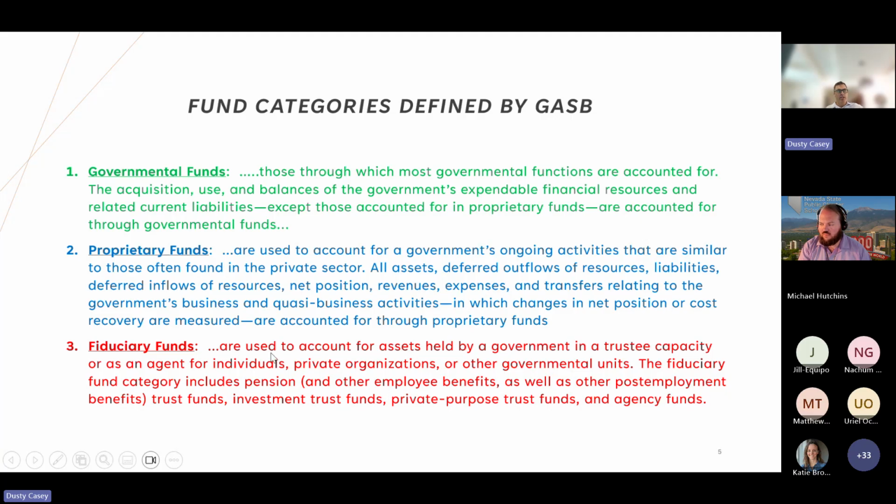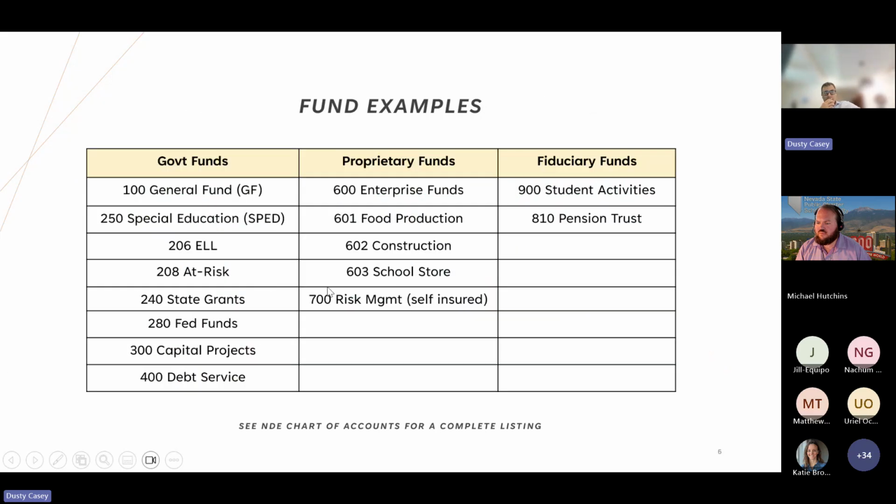And then fiduciary funds, these are really funds where you're acting as the bank. So if you have student clubs where they control their own money, they fundraise, you don't necessarily contribute money to them. You're not funding it with state funds. You're just acting as the bank and as the fiduciary. That's really what those funds are for. They're the 900 codes. And so here are some examples of the funds.